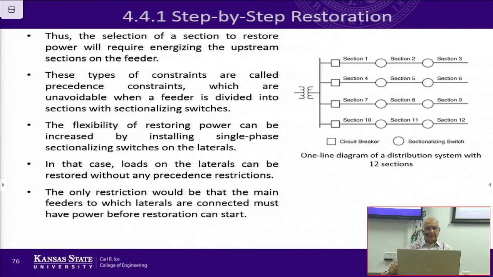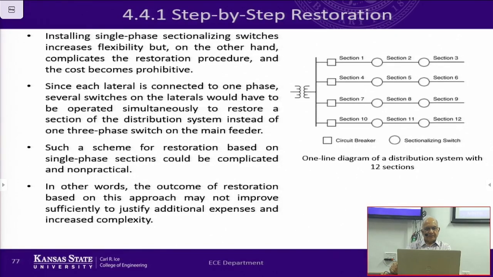Okay, so we have constraints which are precedence constraints and priority constraints, and then we are looking at restoration only on the main feeder, not talking about laterals, because laterals will be included as part of the main feeder.